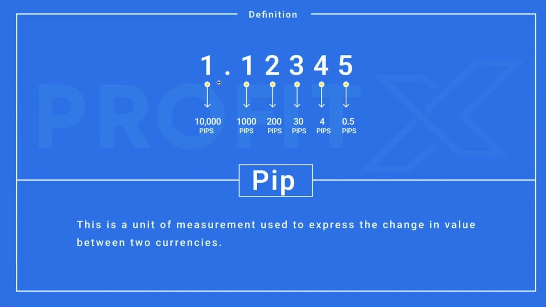So the PIP is normally the fourth number here. So it's the fourth number, okay? That's how you measure PIPs. This one was recently added, but historically it was the fourth number here. So whatever this number is here, if price was to go to 1.1235, then it increased by 1 pip, okay? Increased by 1 pip.